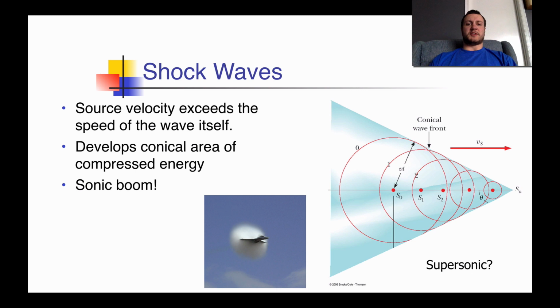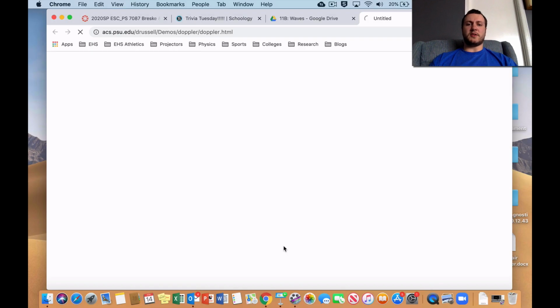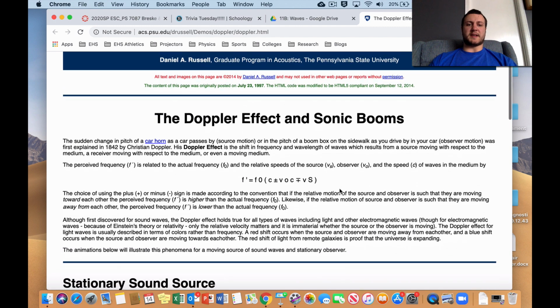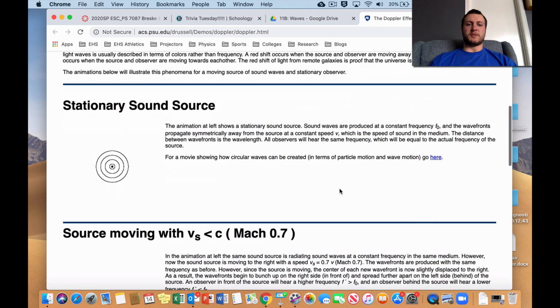How this then pertains to shock waves, right? Quick little aside here. When objects travel really, really fast, right? And we're talking approaching the speed of sound or beyond the speed of sound, we actually observe these shock waves and we can hear these sonic booms as objects travel by us. And this little simulation here is going to show us what happens, right? The Doppler effect and how we get the sonic booms here.